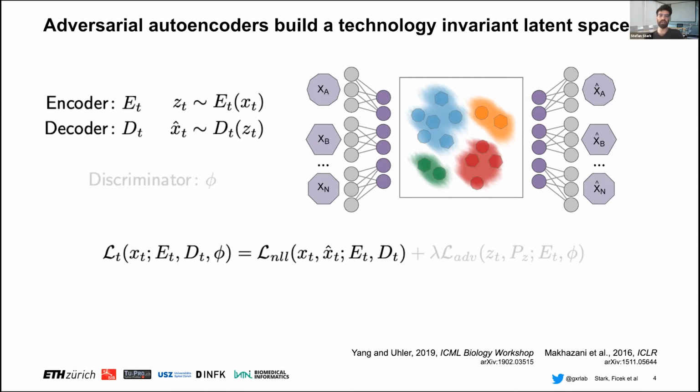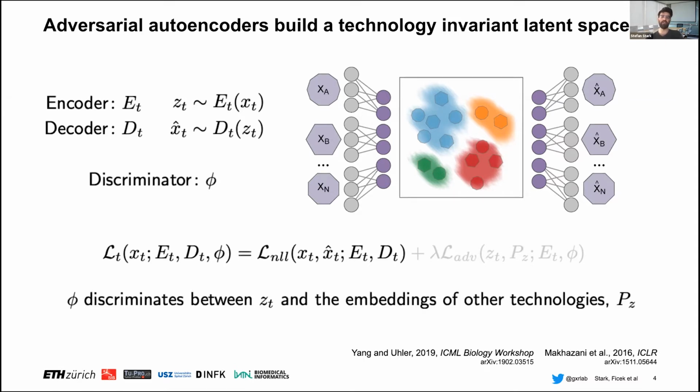To impose technology invariance, a single discriminator phi is trained simultaneously to identify the technology of the embeddings. That is, phi is trying to discriminate the embeddings from one technology from the embeddings from all other technologies. Technology invariance is imposed by training the encoder to fool the discriminator. This is an example of an adversarial model. By fooling the discriminator, the distribution of each technology's embeddings becomes aligned in this latent space.